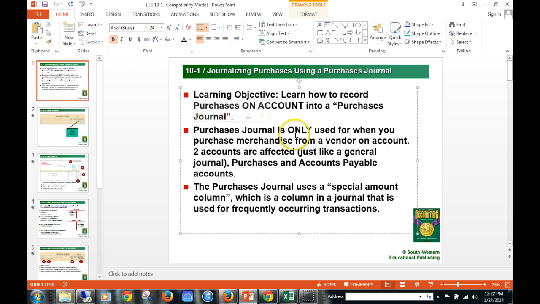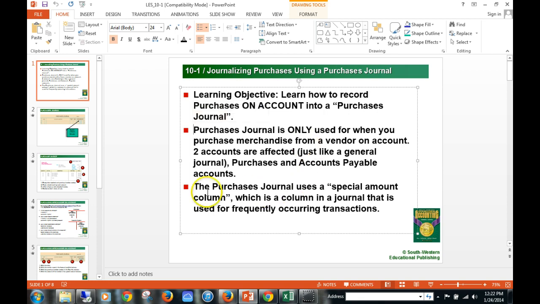Again, remember that this is only when you buy on account from a vendor, which means we're buying merchandise up front and then we're agreeing to terms to pay it back at a later date. We might pay them in installments over a 3-month period, maybe a 6-month period if it's a super large purchase, maybe even a year-long period or multiple years.